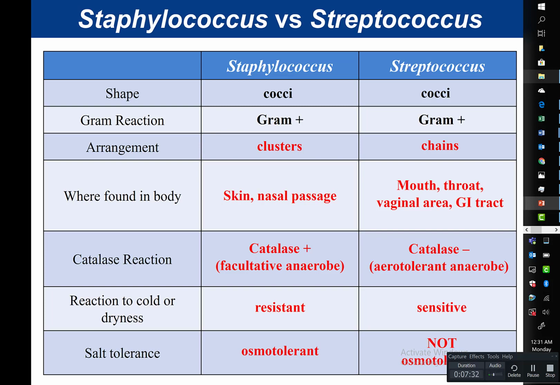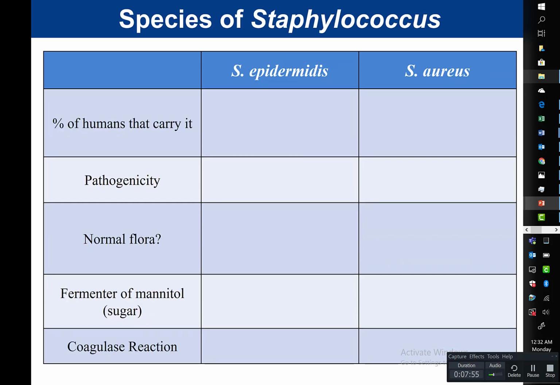And so this is just kind of comparing how Staphylococcus and Streptococcus are similar and how they are different. The purpose of this lab is to look at Staphylococcus. The next lab, we will be focusing on Streptococcus, but this lab is going to focus on Staphylococcus for today. So now we're going to compare different species of Staphylococcus, and specifically we're going to compare Staph epidermidis versus Staph aureus.